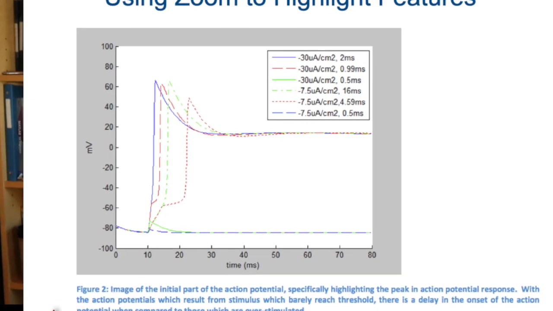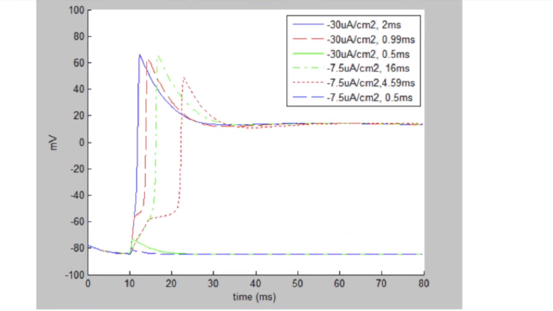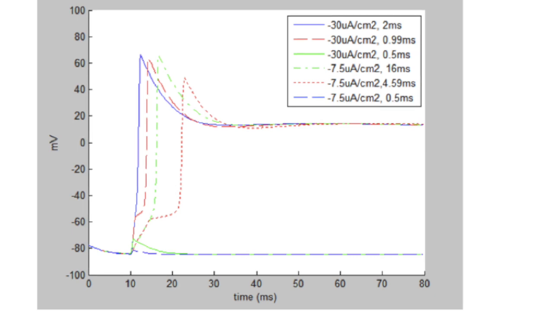Zooming in is another great feature. So when we have details that the overlay plot doesn't show, then we should zoom in on parts of interest, parts we want to draw the reader's attention to. And here's a nice example of that, where that early rising phase of the action potential is really the point of interest in that problem. So why not zoom in on that? And it really helps pull apart the different cases and the different responses to those different cases.